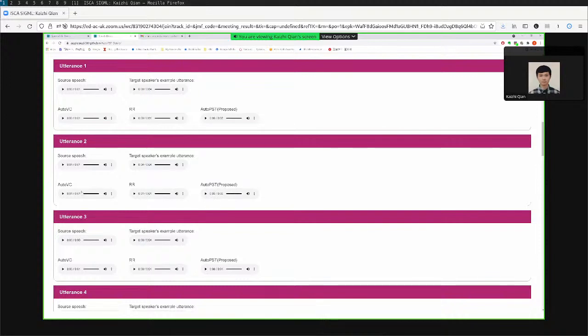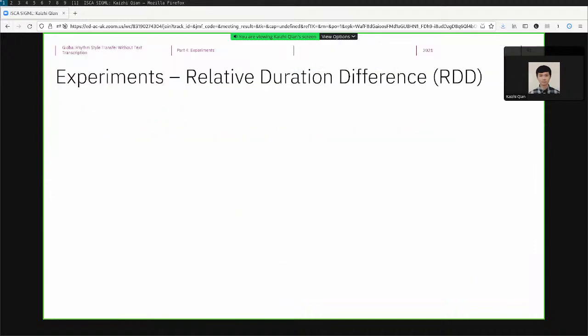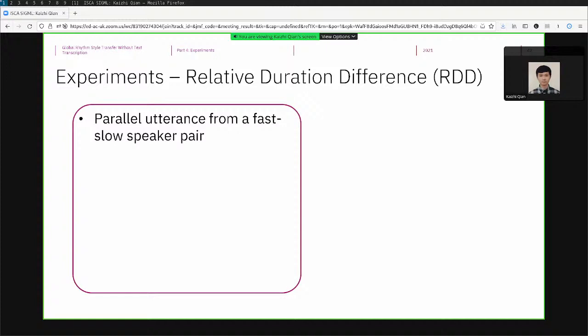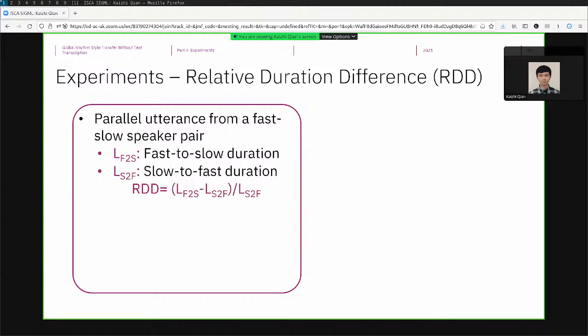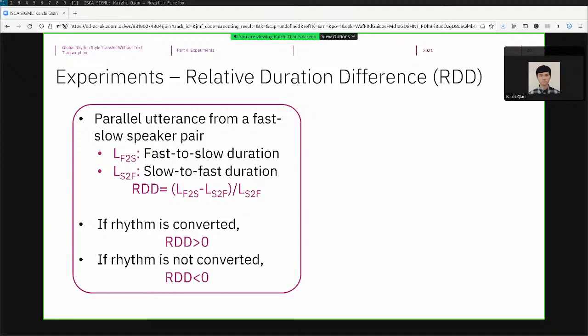So we have seen during the demo that AutoPST has been successfully converting the rhythm. And we also perform the objective measure. We picked some utterances in a test set that are uttered by both fast and slow speakers. For each fast to slow pair, we measure the duration of the fast to slow conversion and the slow to fast conversion, and compute their relative differences called RDD. The intuition is that if the rhythm is converted, then the fast to slow conversion should be longer in duration than the slow to fast conversion. So RDD should be positive. If rhythm is not converted, RDD would stay negative.